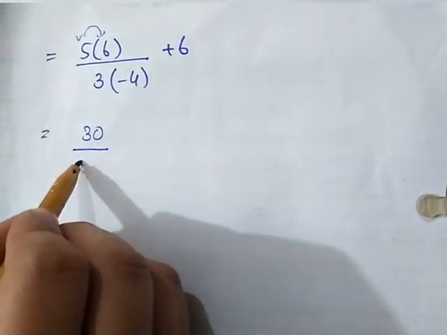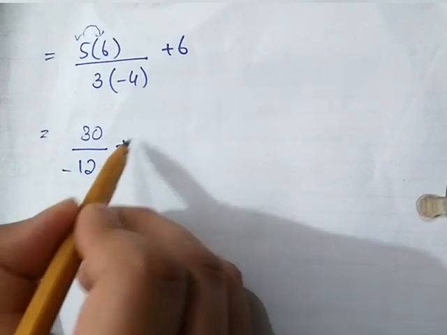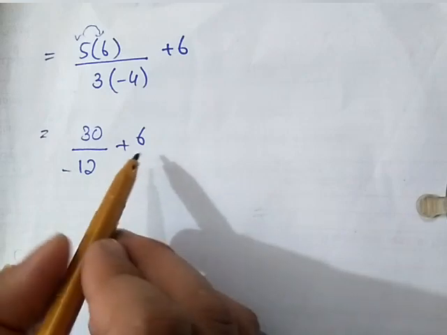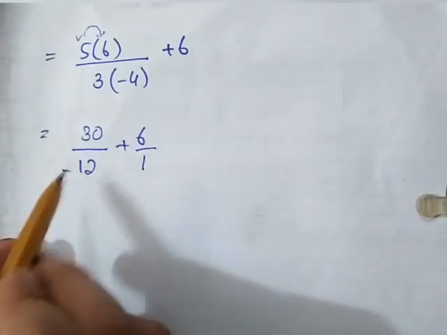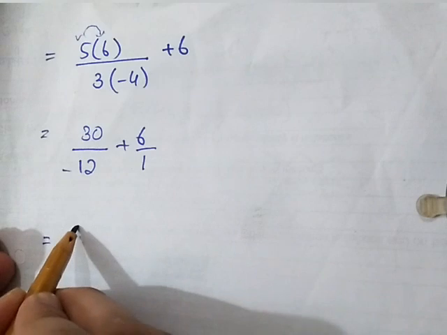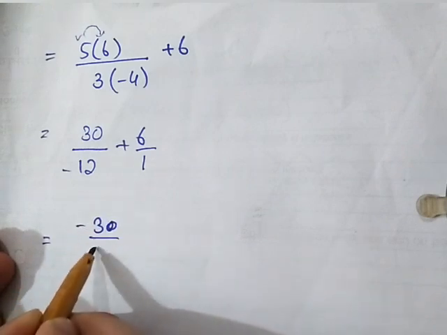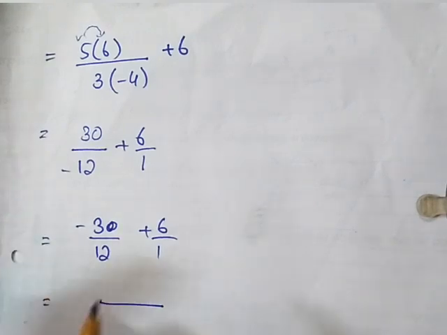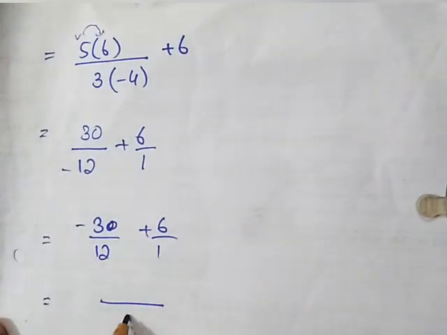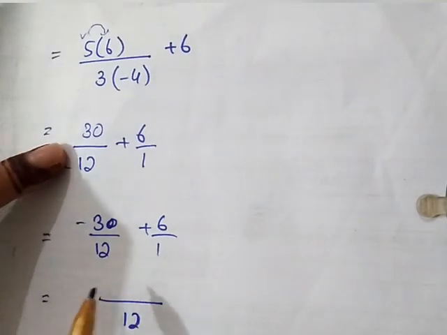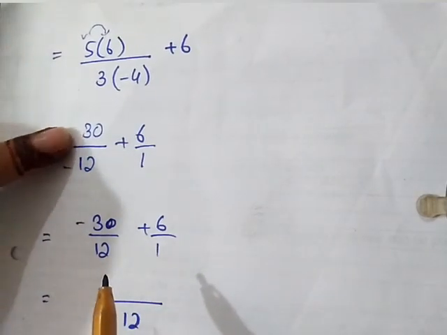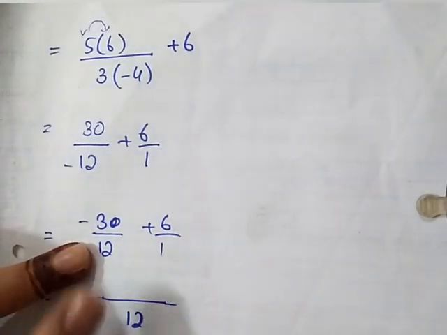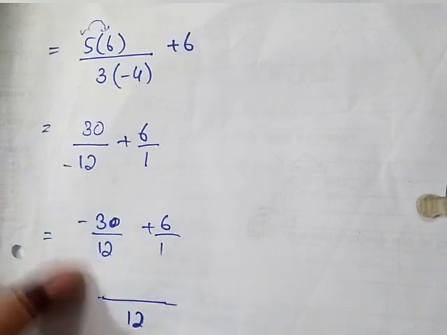Now 3 4s are 12, and plus minus minus plus 6. Now you can see what is the denominator of 6? The denominator of 6 is 1, so we take the LCM of this. The LCM of 12 and 1 is 12. In this step, I just shift the sign in the numerator because here the sign is plus, so plus minus minus. Now you can see that the denominator of this fraction and the LCM are the same, so there is no need to multiply with any number.